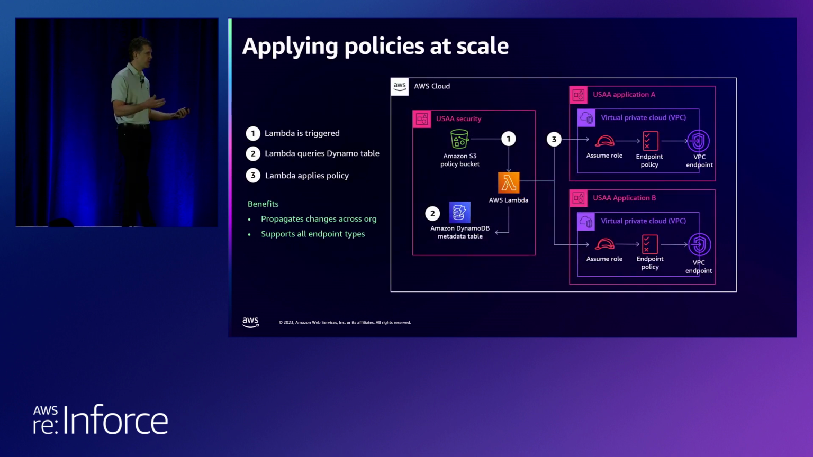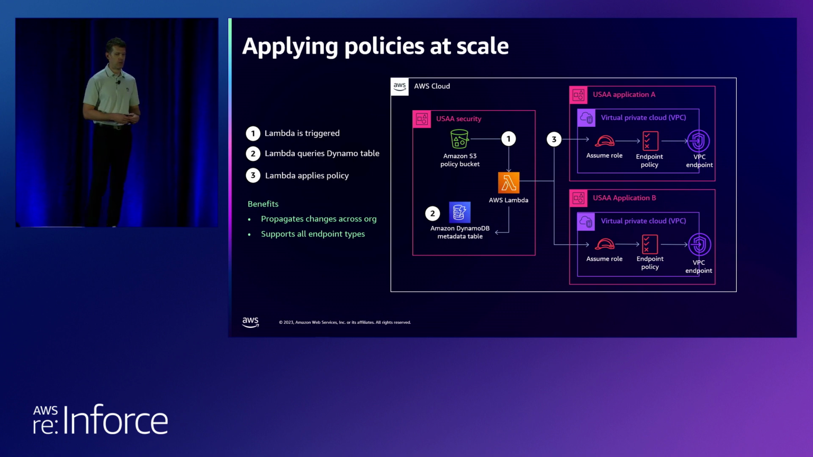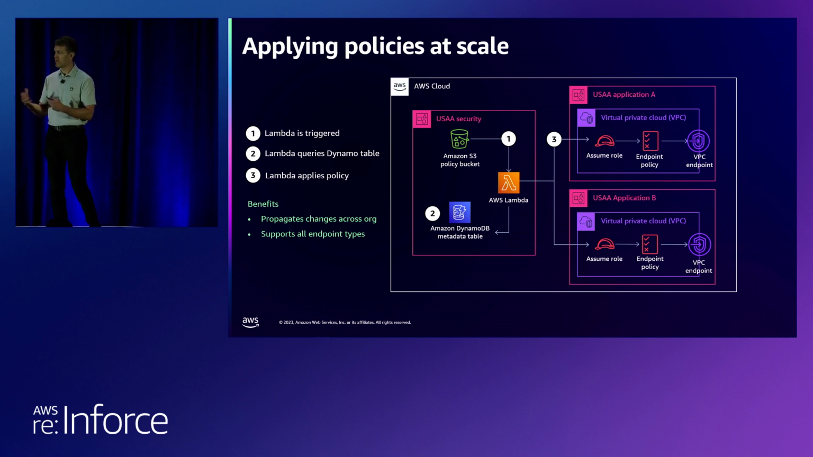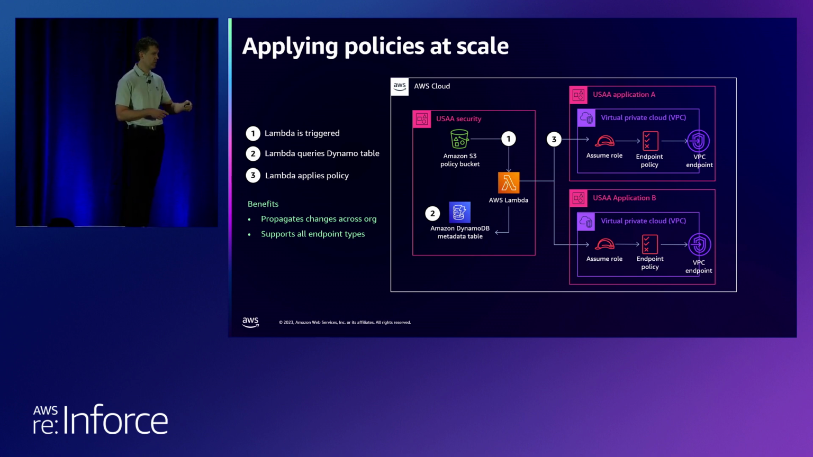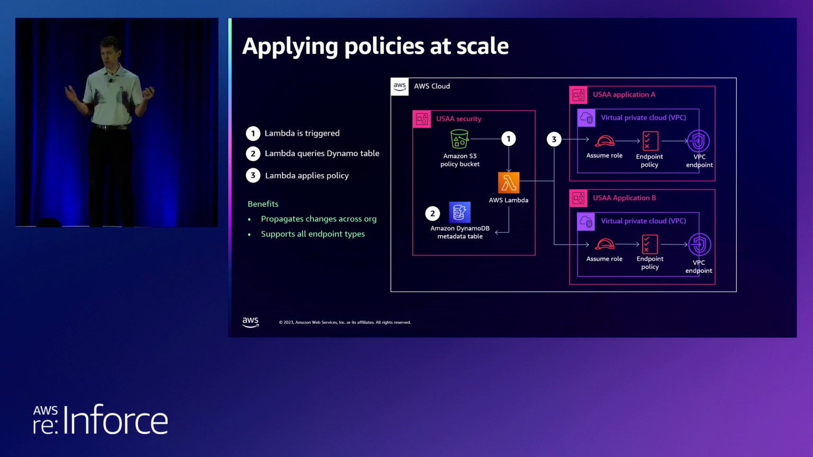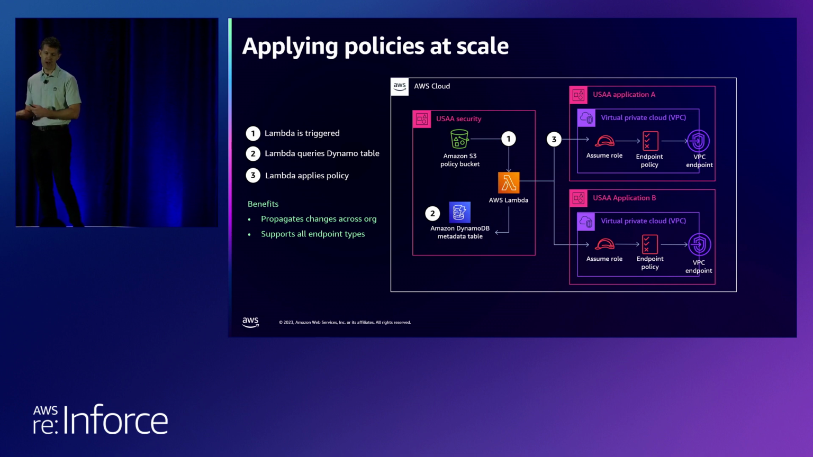Now, once we have the policies, how do we apply them? Well, any updates to a policy trigger a Lambda function. That Lambda function grabs metadata about the account in question from that same Dynamo table. It then assumes a role into the appropriate account and applies the policy. Whether we're changing a single policy on one endpoint or a policy on every endpoint across the organization, we can propagate changes in a matter of minutes with this pattern.